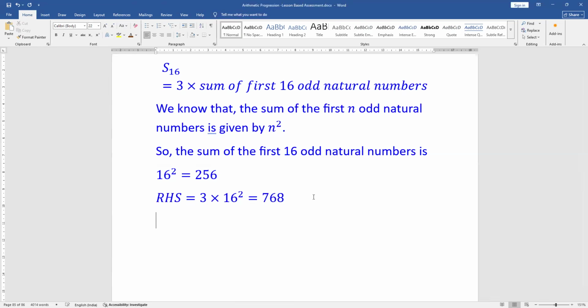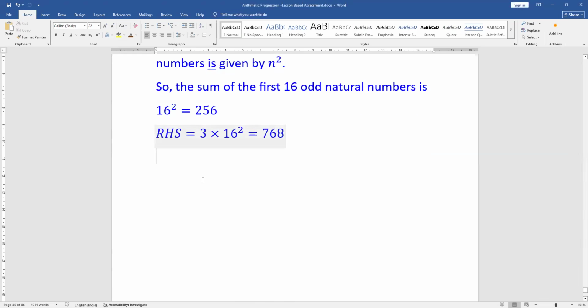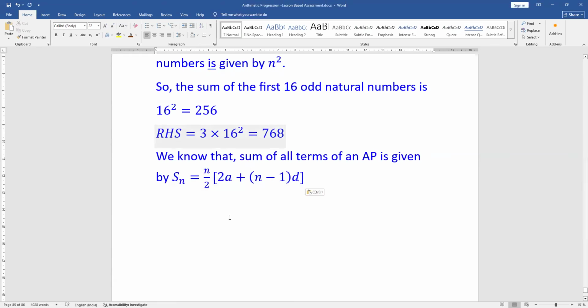Next, we know that the sum of all terms of an AP is given by Sn equals n by 2 into 2a plus n minus 1 into d, right? So what I do, S16, continue now.